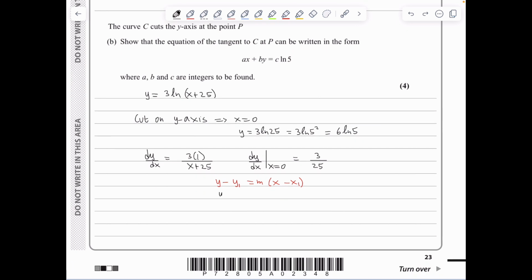So in our case, it's y minus 6 ln 5 is equal to 3 over 25 times x minus 0. I will cross multiply to get 25y minus 150 ln 5 is equal to 3x, and I will be collecting the x and the y on the left hand side. So 25y minus 3x is equal to the constant of 150 ln 5, which means we can conclude that a is the negative 3, b is the 25, and c is 150 to match the exact form requested in the question.